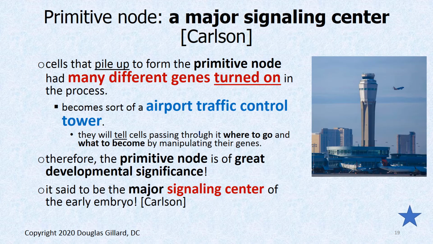The primitive node is like an aircraft control tower. It's got all sorts of genes turned on. When cells pass through the region, just like any part of the primitive streak, they're kind of programmed to do things and go to certain places and become certain tissue. But this region's especially important.